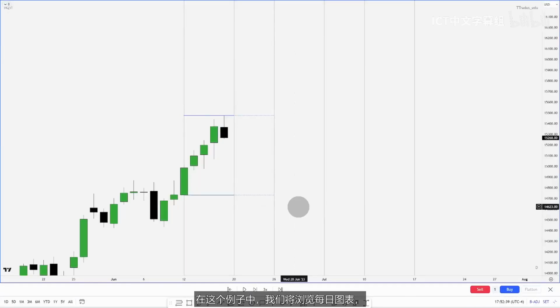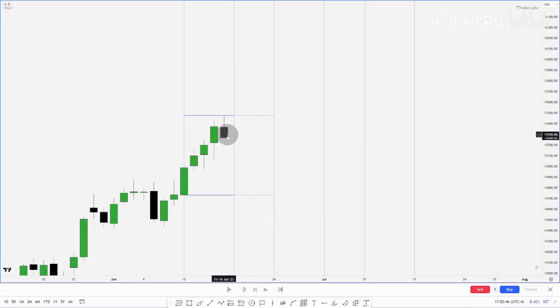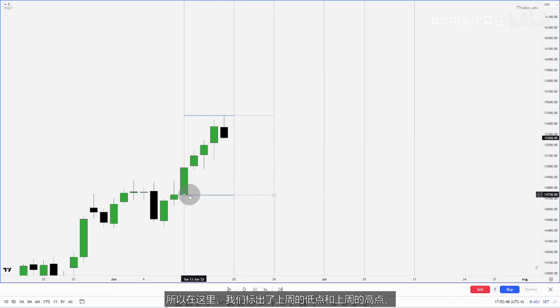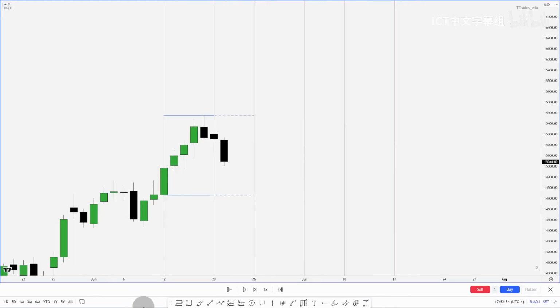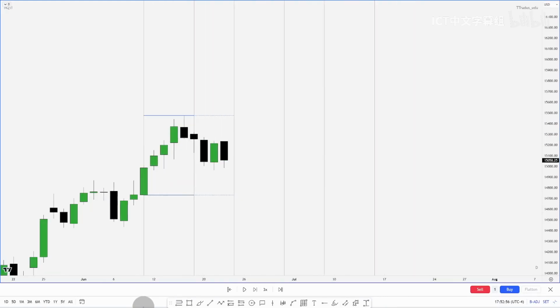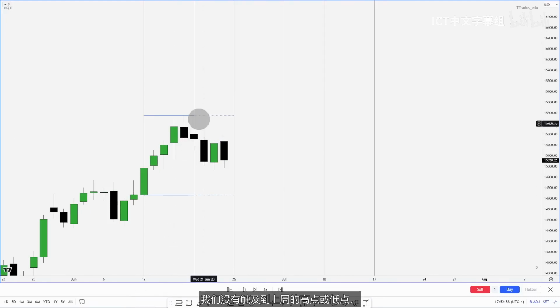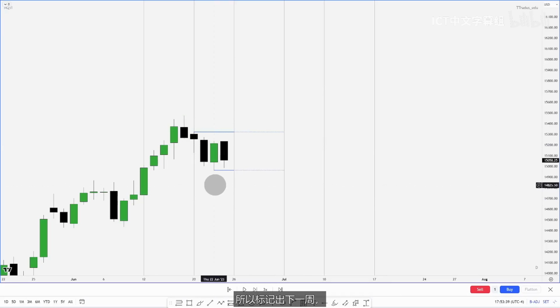So in this example, we're going to go through the daily chart, looking at previous week's highs and lows and how price reacts around them. So right here, we have our previous week's low and previous week's high marked out and extended into the next week. So as we continue forward here, what happens? We don't reach for previous week's high or low, and we end up being range bound. So marking out this next week, it is a short week, so there's only 4 candles, but let's see how price reacts around those areas.